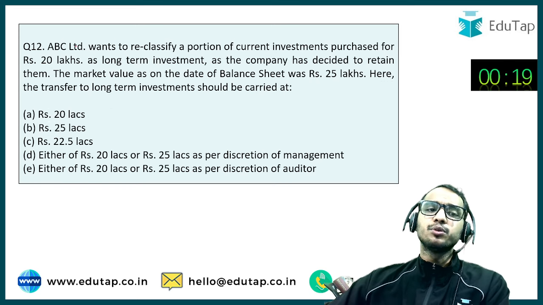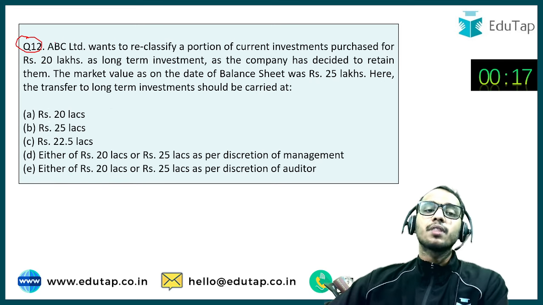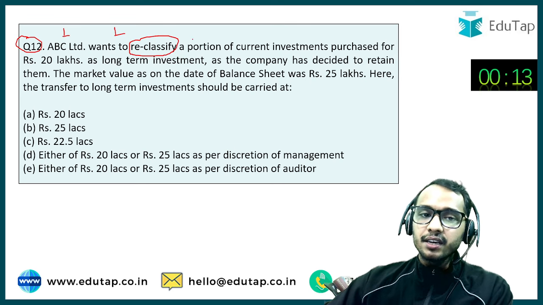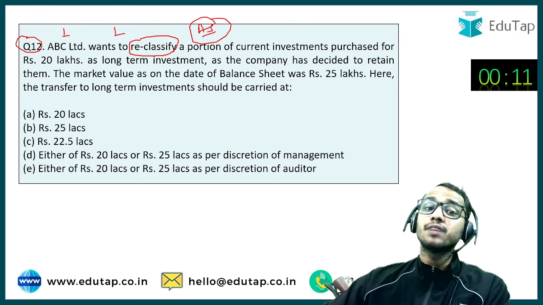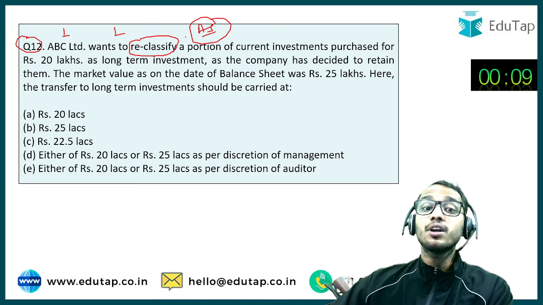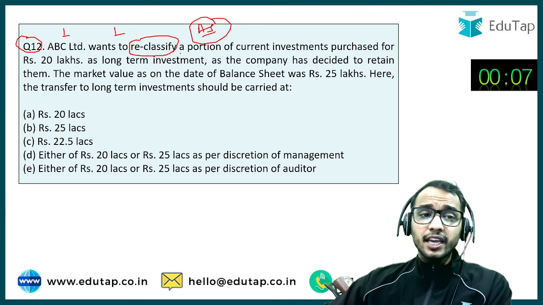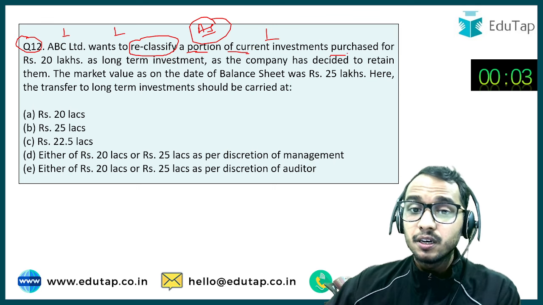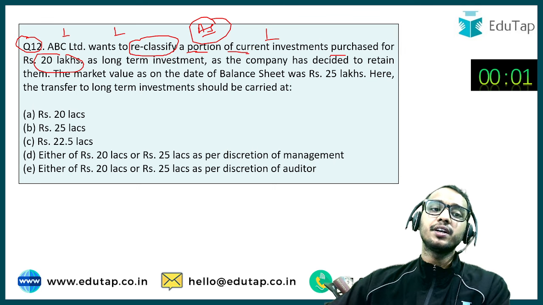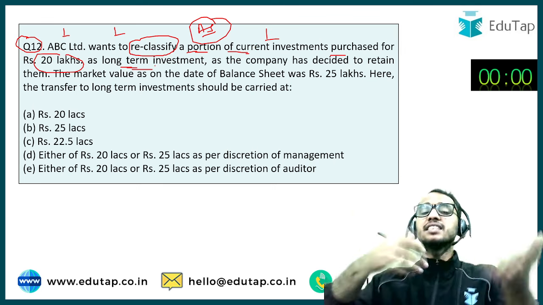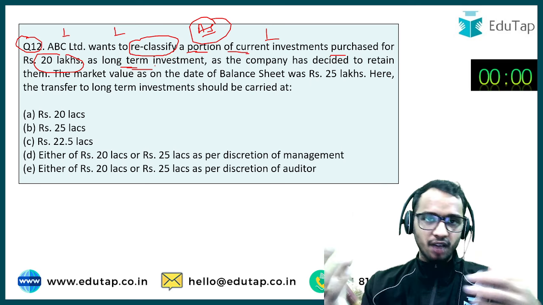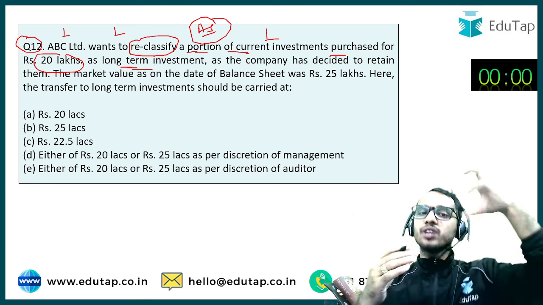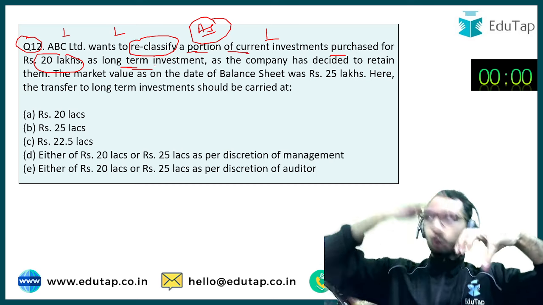Now let's move to question number 12. ABC Limited wants to reclassify a portion of the current investment, purchased for 20 lakh, as long-term investment. Again, this is a question on the accounting standard for investment. Inside it, you have the guideline for when you reclassify any current investment to long-term investment.